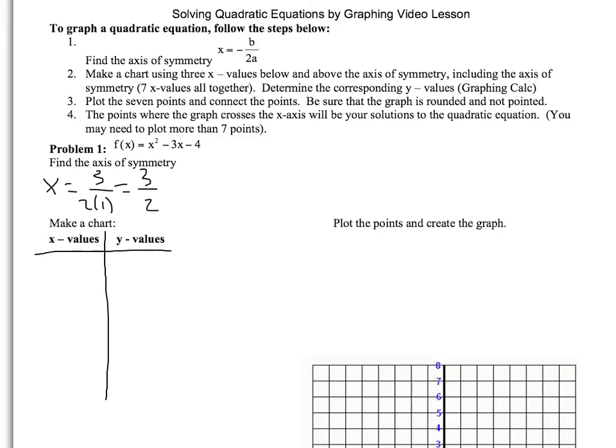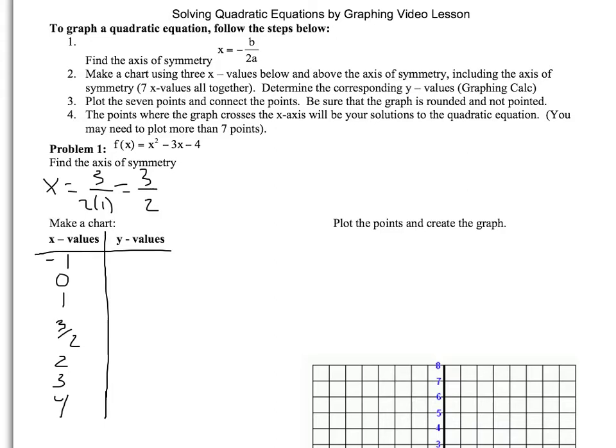Okay, well 3/2 needs to go in the middle of my chart. And I need 3 numbers above and 3 numbers below. So 3/2 is like 1 1/2. So I'm going to choose whole numbers here. 1, 0, negative 1. And I'm going to choose 2, 3, and 4.